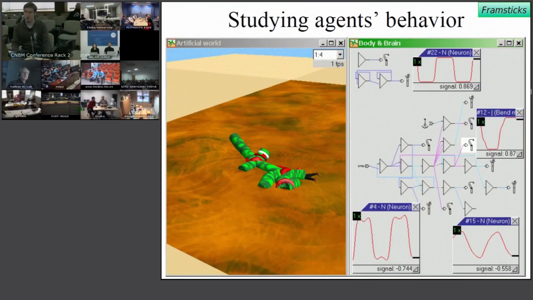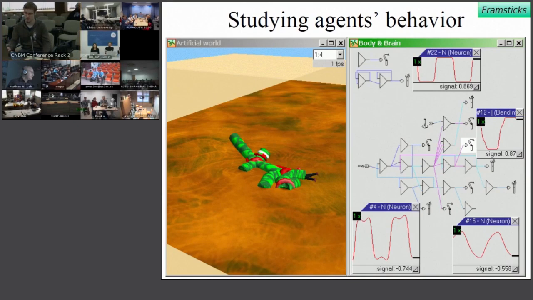We can also study their behavior. On the left we have an image of such a creature, and on the right we have a picture of its brain, the neural network that is controlling the behavior of the agent. And the nice thing is that we can click on any neuron and see the neural response and how it changes in time. So it is really a nice tool for testing how the brains evolve.